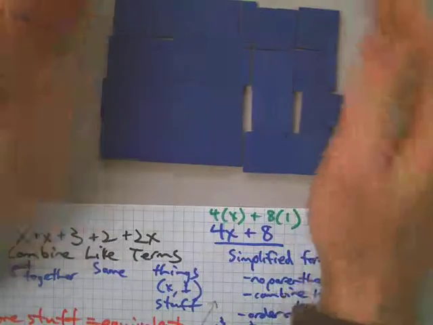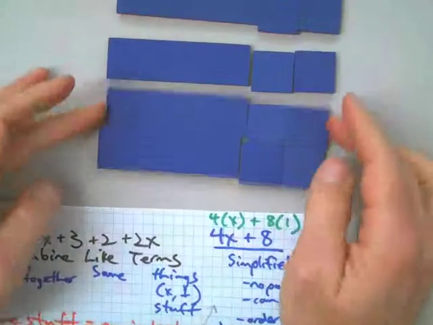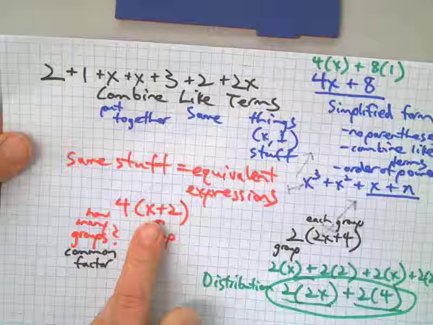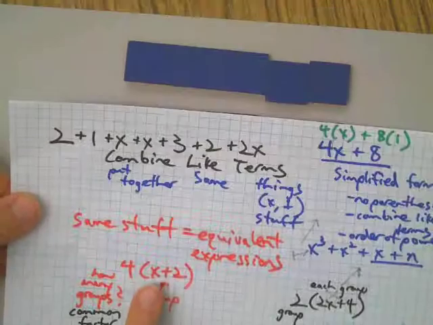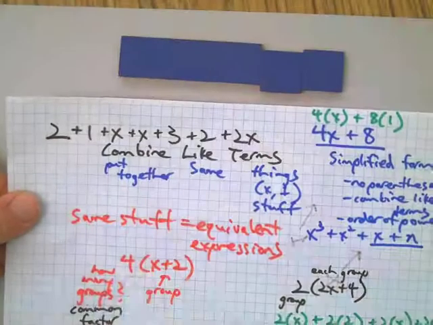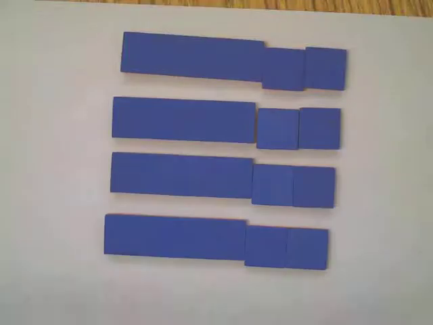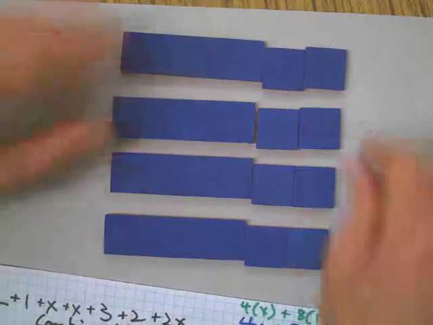Okay, then we organized again. I put them back together. We found equal groups. Each group had x plus 2 in it, right? X plus 2. And we had 4 groups. So there's another equivalent expression.